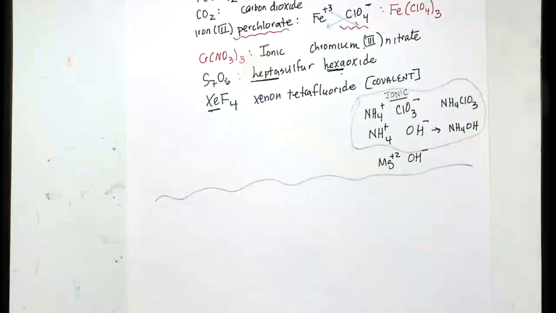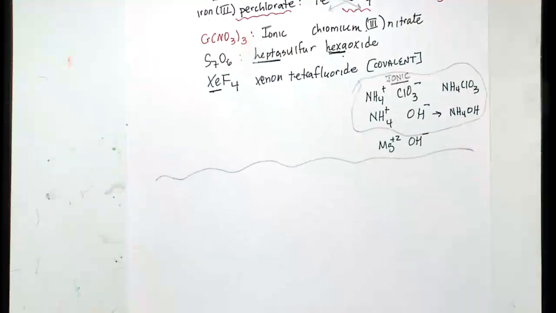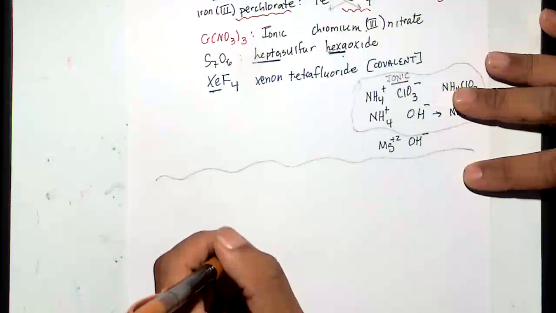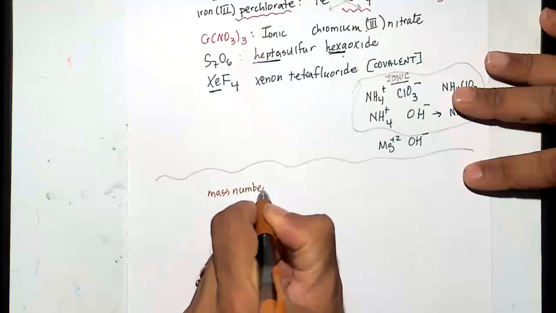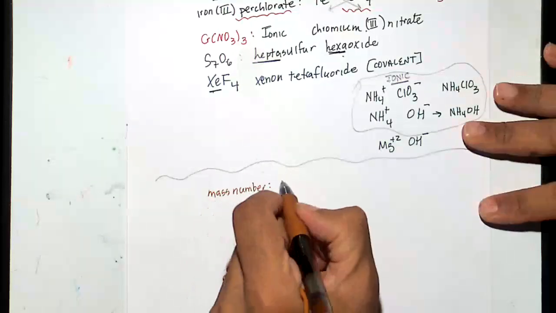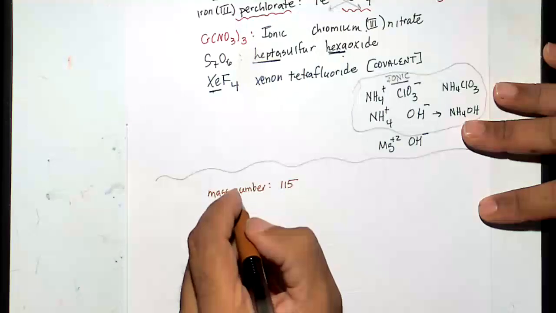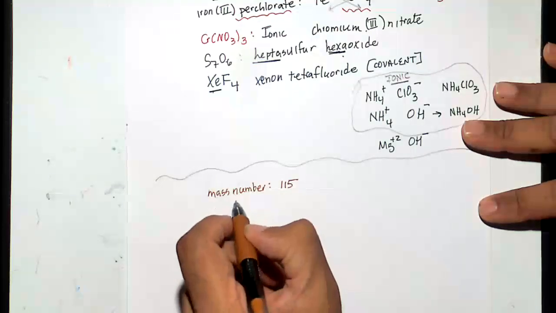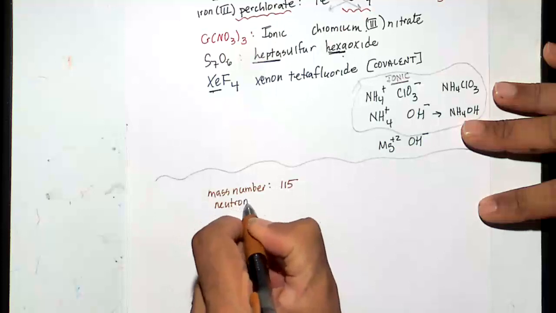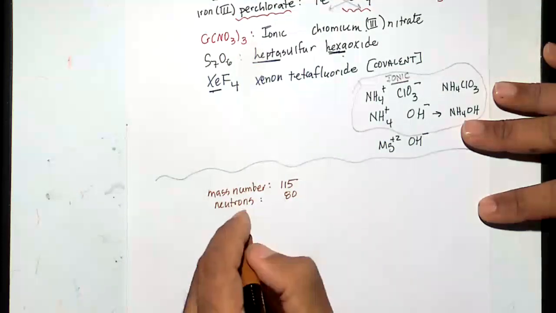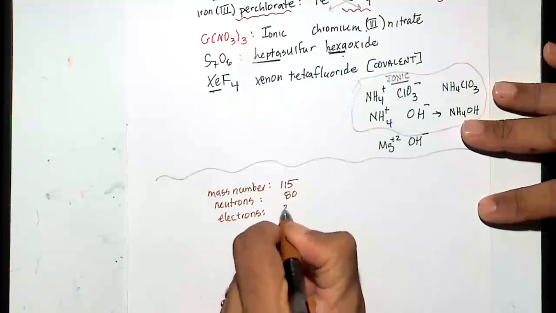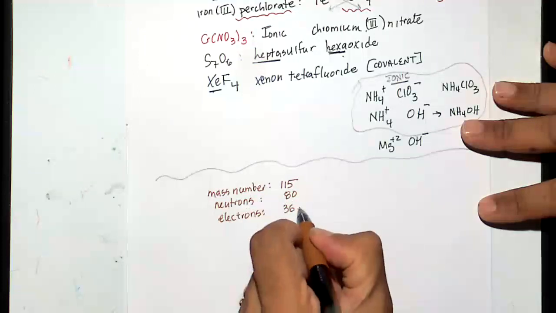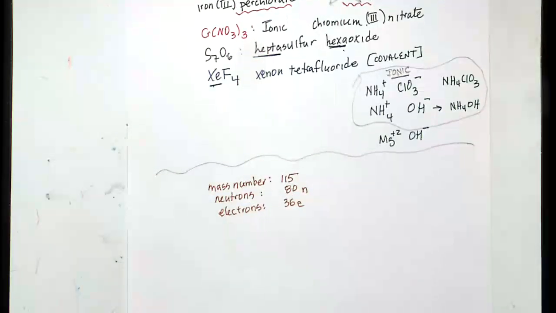Protons, neutrons, and electrons. How many protons, how many neutrons, how many electrons? So let me give you some examples here. If I have something that has a mass number 115, and if I have something that has 80 neutrons, and it has 36 electrons. Okay, what is the name of this element?